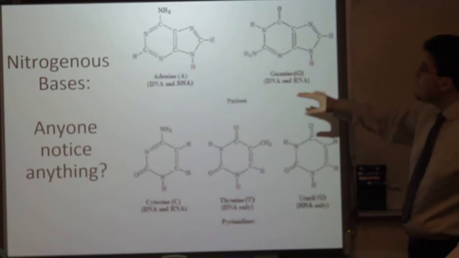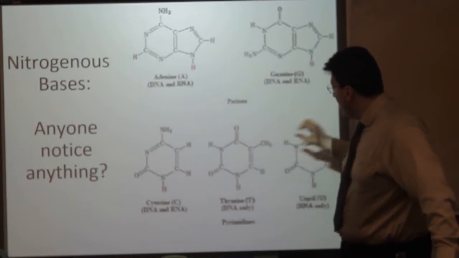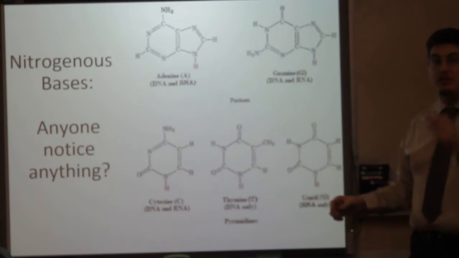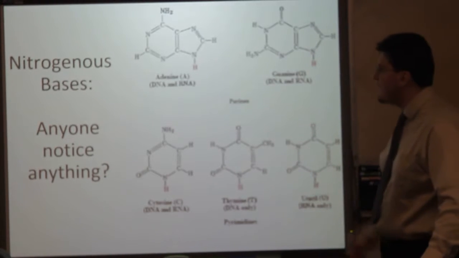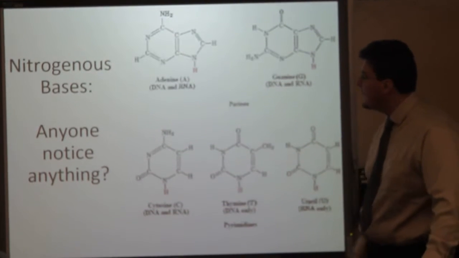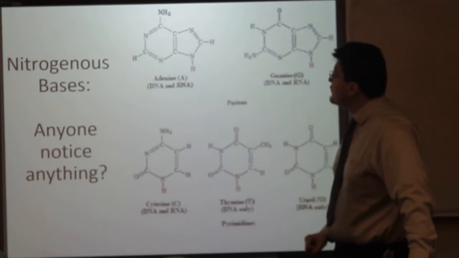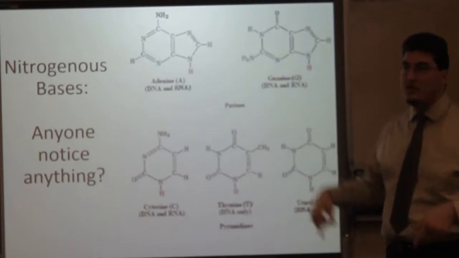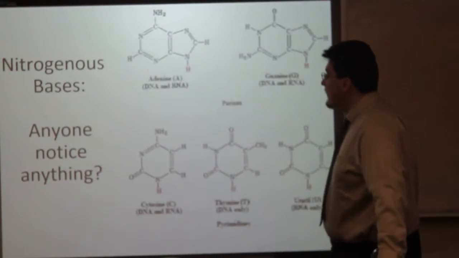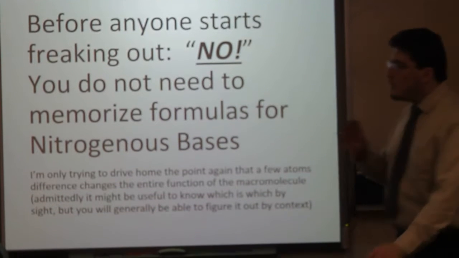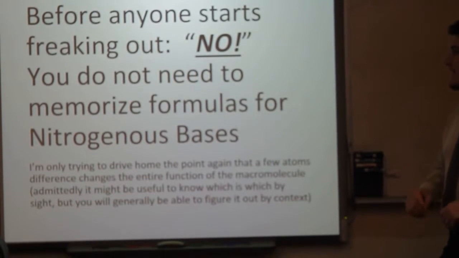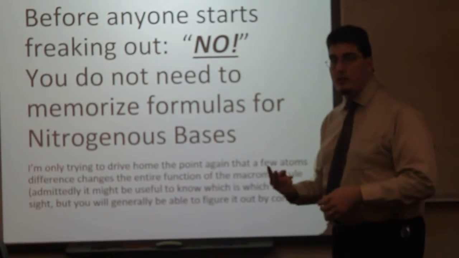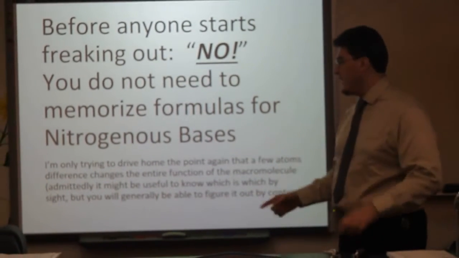This means adenine can only pair with thymine and uracil, making 3 rings total distance between the chains of nucleic acid. And cytosine can only pair with guanine, 3 rings of distance between the 2 backbones of DNA. Now, no, you do not need to memorize the nitrogenous base formulas. I only want to drive home the point that purines have 2 rings and pyrimidines have 1 ring.